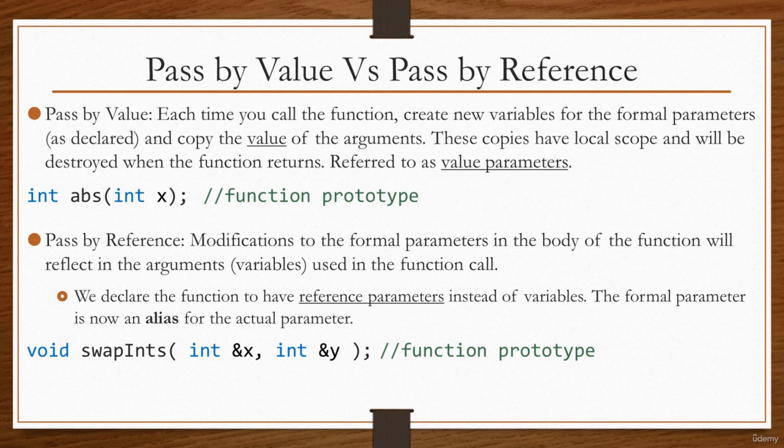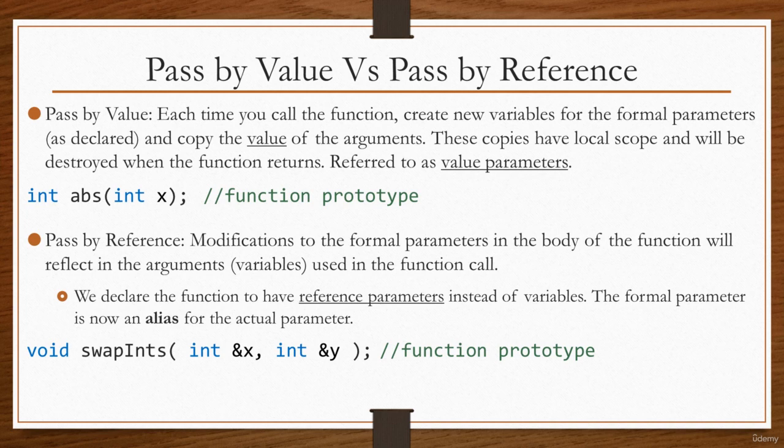So let's say the parameters that we pass in from the parent function, let's say we want to make changes to those and have those changes reflect in the parent function, in the calling function. How can we do that? Well, that brings me to reference parameters. And this is referred to as passing by reference. So modifications to the formal parameters in the body of the function will reflect in the arguments, or in the variables used in the function call.